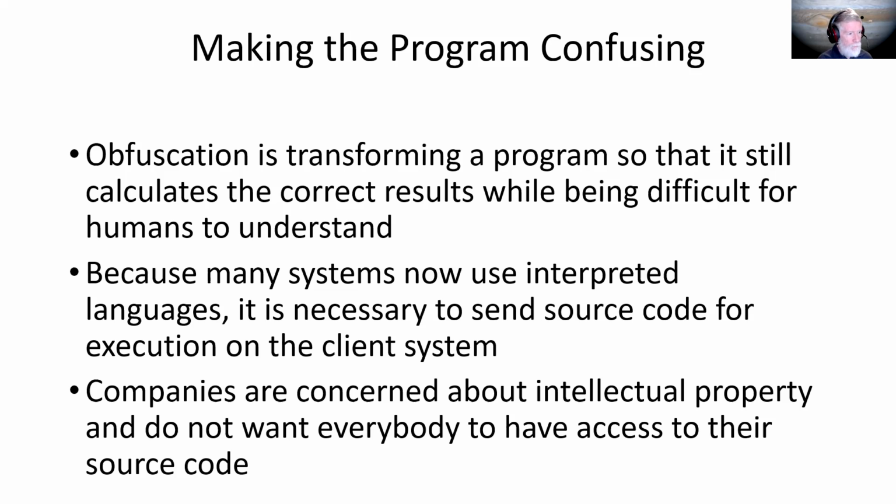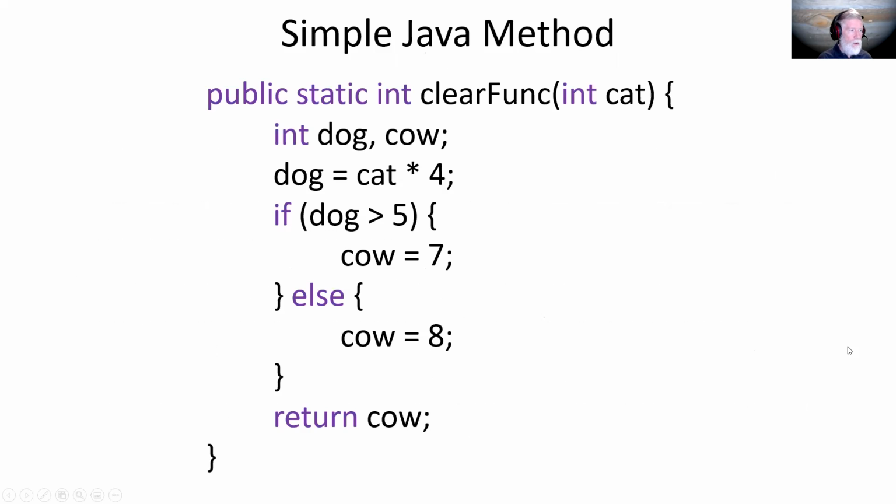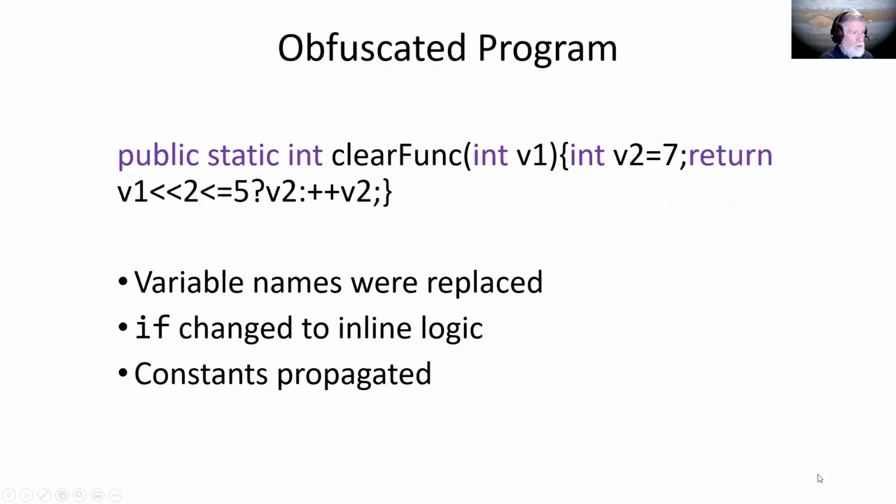Here's an example. Okay, here is a very simple Java function. It's got a couple of variables, dogs and cows. It's got one parameter, cat. And we just go, if dog is greater than 5, we set the cow to this, otherwise cow to that, and return the value cow. Okay, pretty straightforward. Indented nicely, no comments, but here it is, obfuscated.